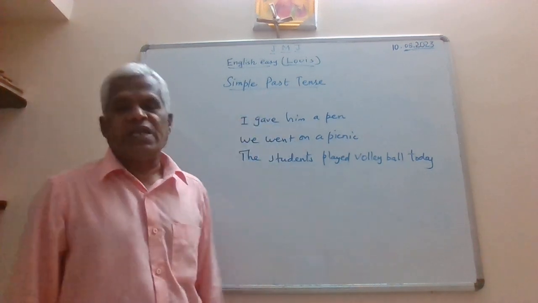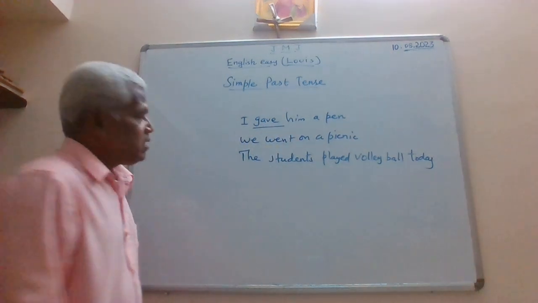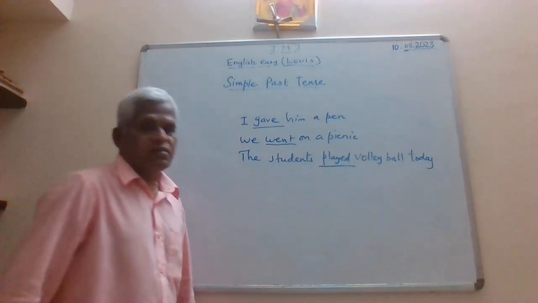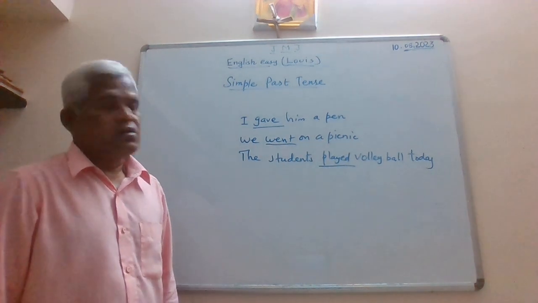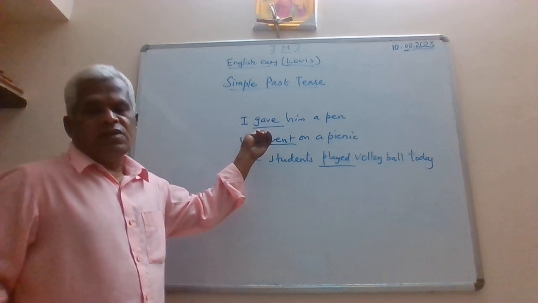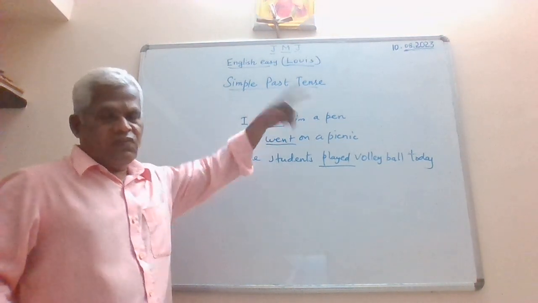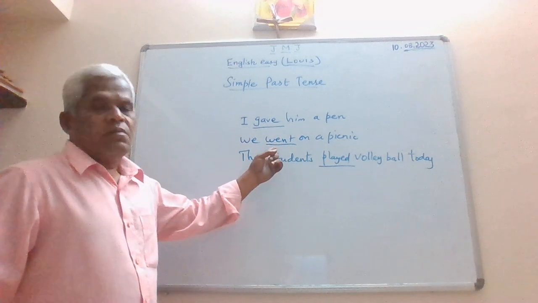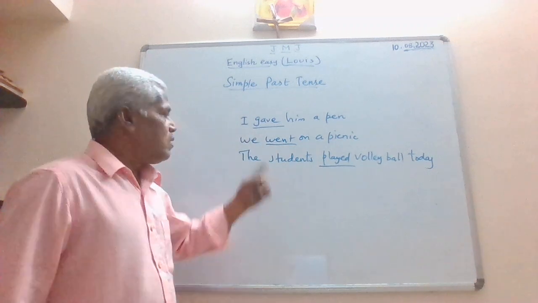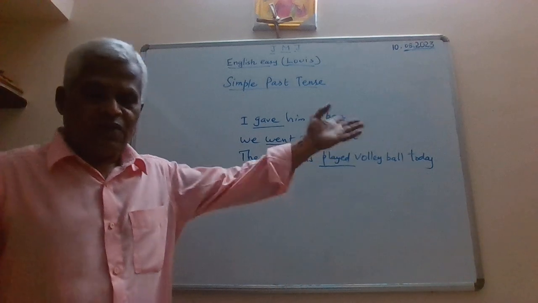Now look at these sentences here. What is your verb here? In this sentence you have the verb gave. In this sentence you have the verb went. And here of course you have the verb played. Now you have the past tense verb gave, and the present tense verb of this is give. Give, gave, given and giving. But look at this one. What is the present form of went here? Go. Go, went, and V3 is gone. And then of course going.